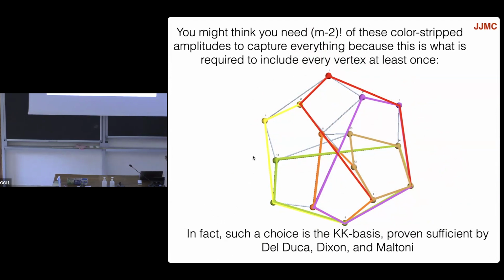Does anybody know how to pronounce Kuijf? Coif? Kaif? Kaif. The Kleiss-Kuijf basis. And this was proven sufficient by Del Duca, Dixon, and Maltoni.